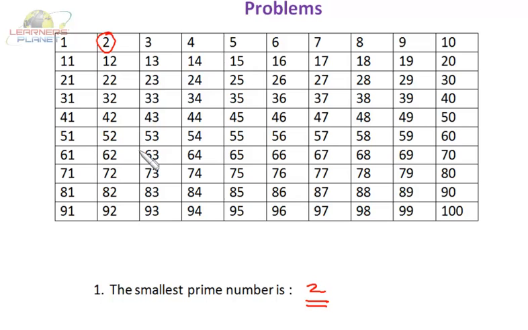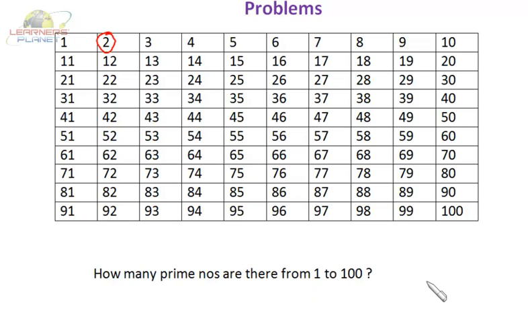Okay, now let's take the next question. Now the second question: how many prime numbers are there from 1 to 100? Kids, we have already done an activity in our previous session, so you can revise that session. I'm just writing down the answer over here. There are a total of 25 prime numbers from 1 to 100.